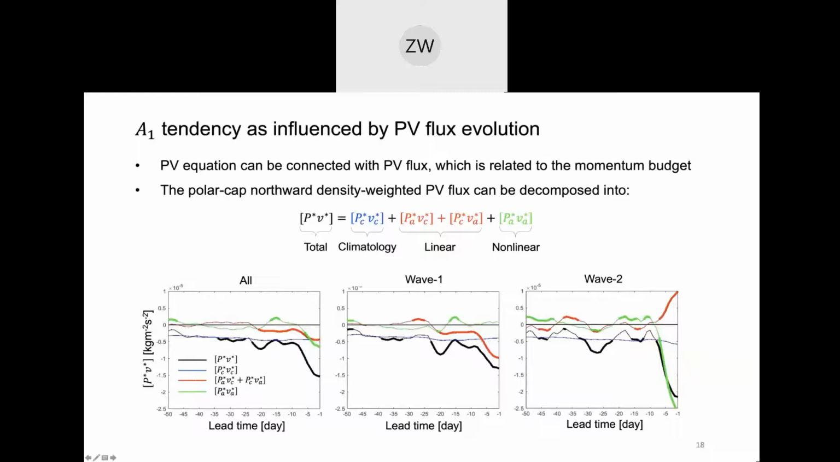As you can see, when approaching the central day, the total zonal mean PV flux, which is this black line, becomes more and more negative. And this more and more negative PV flux is mainly contributed by its linear component in wave number 1 events, and it's mainly contributed by its nonlinear component in wave number 2 events. And this result is consistent with what we gain from the PC1 tendency budget.